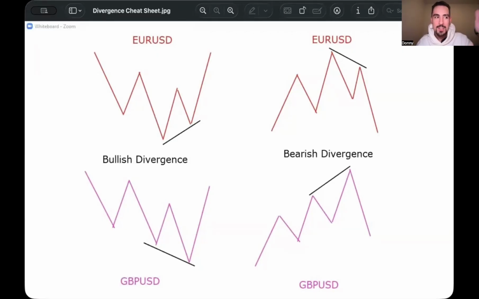Donnie's back on the charts. He's looking at DXY first, then Euro USD, then GBP USD, then gold, then Bitcoin. It's not random, and it's not just out of habit. It is by design and intentional.